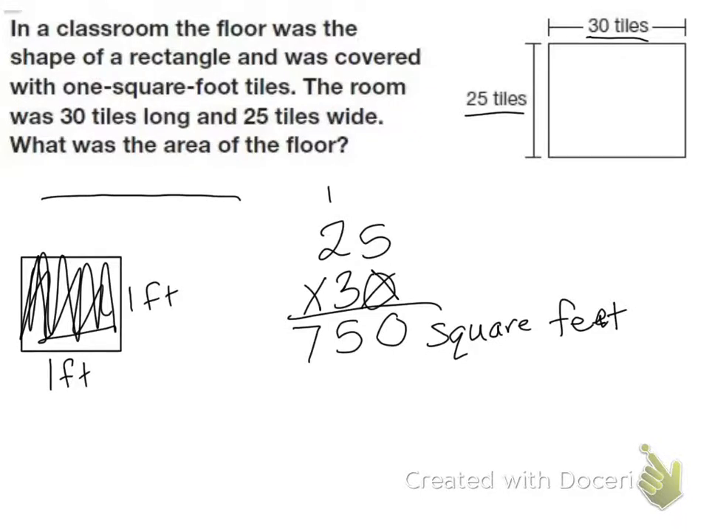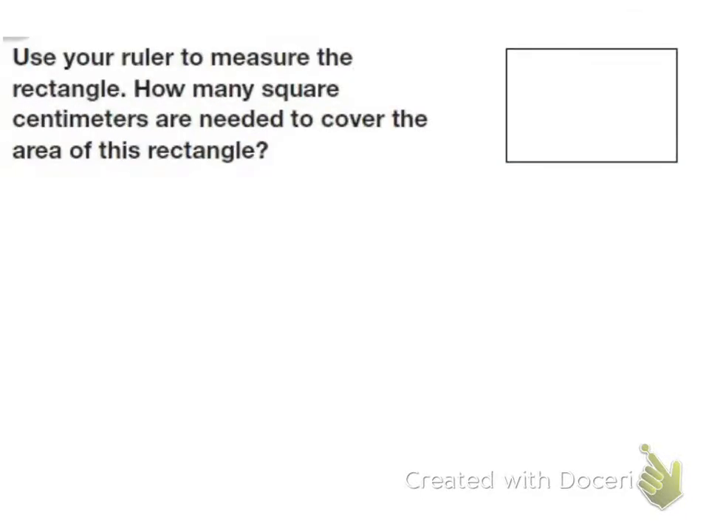All right. Okay, so this one says use your ruler to measure this rectangle. And then how many square centimeters will it take to cover the area of this rectangle? So area equals length times width. Okay. So if I was to measure this, I'd find that this was 3 centimeters long and the width was 2 centimeters long. Okay.